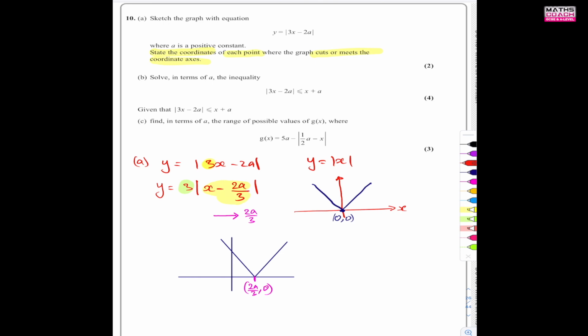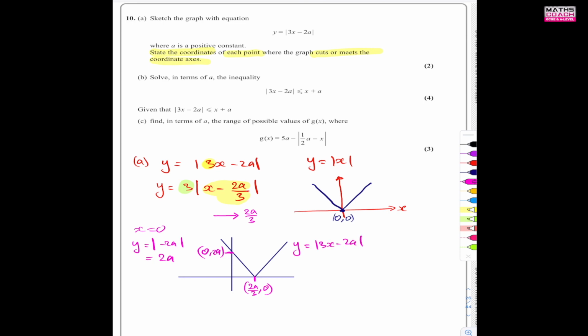And then the next one we need to give is where it crosses the y-axis. Obviously, that's where x equals 0. So if you substitute x equals 0 into the function, we get y as the modulus of minus 2a, which is the same as 2a. So this is (0, 2a) on the y-axis. There you go. So this is the graph of y equals modulus of 3x minus 2a.